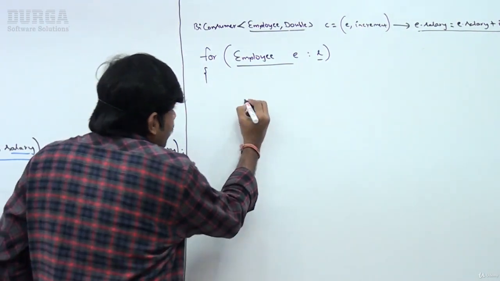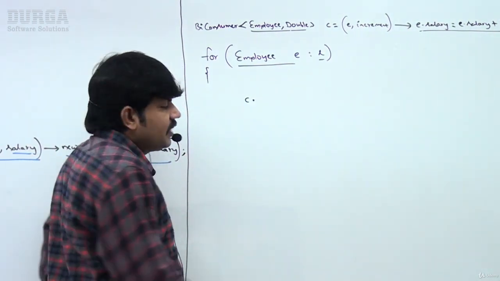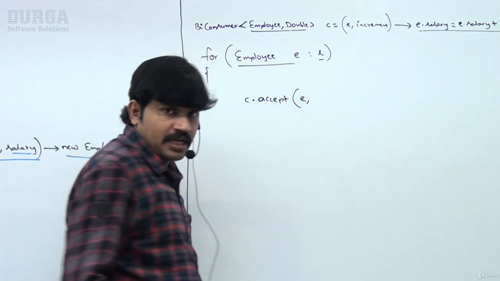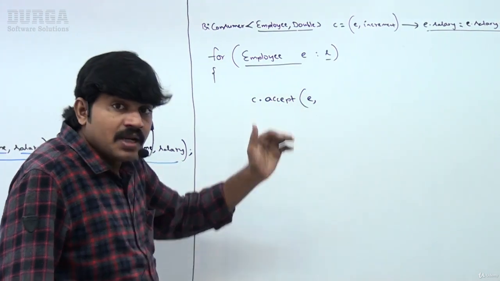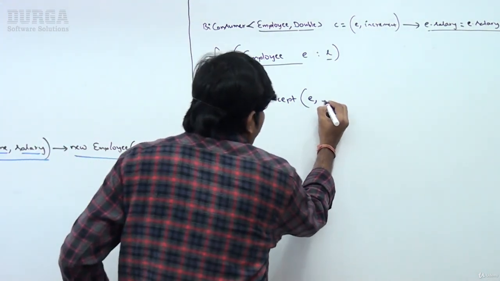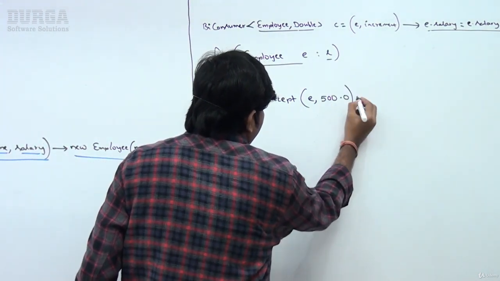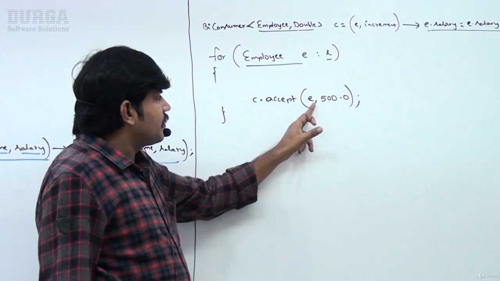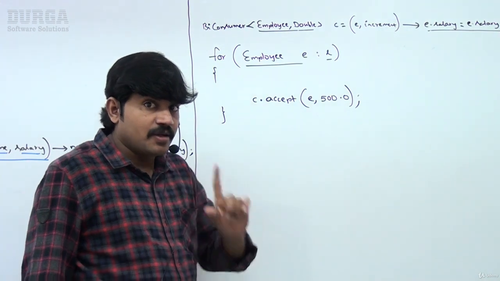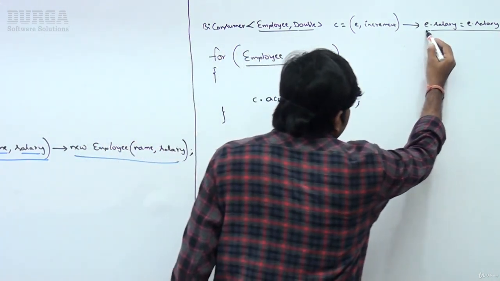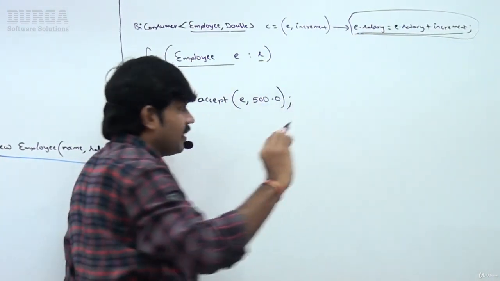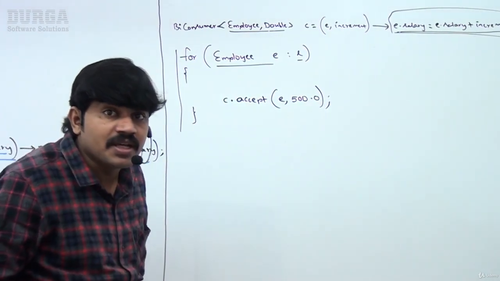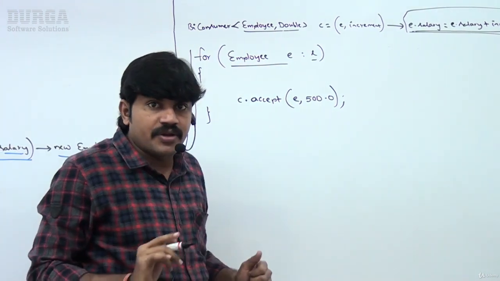What I want to do is c.accept(e, ...). Can you please pass the employee object, comma, how much increment you want? Double value you require to pass, right? 500. That's all, sir. Automatically this BiConsumer accept method will increment the employee salary. So for all employees, salaries will be incremented by 500 rupees by default. Are you getting that? Okay.